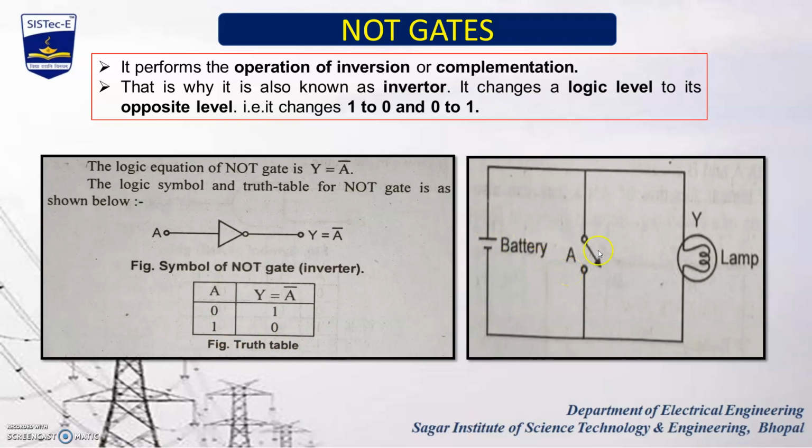Here a battery is connected to the lamp and it is controlled by the switch. When the switch is open, the value of A will be 0. In that case, the bulb will glow, meaning output will be 1. But when the switch is closed, it is treated as a short circuit condition and no current will flow through the bulb, meaning when the switch is closed, it is treated as 1. In that case the bulb will not glow, meaning output will be 0. So that's why its output is always the inversion of the input. That's why it is called inversion gate, complementation gate, and it is also known as inverter.